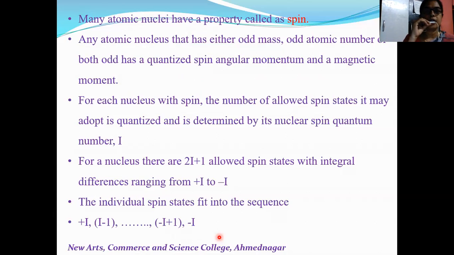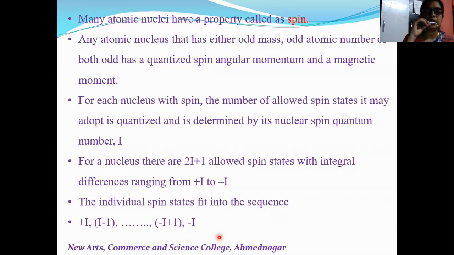Many of the atomic nuclei have a property called spin. Any atomic nucleus that has either an odd mass or an odd atomic number, or both odd, has a quantized spin angular momentum and a magnetic moment, and such a nucleus will possess spin. For each nucleus with spin, the number of allowed spin states it may adopt is quantized and it is determined by its nuclear spin quantum number I.